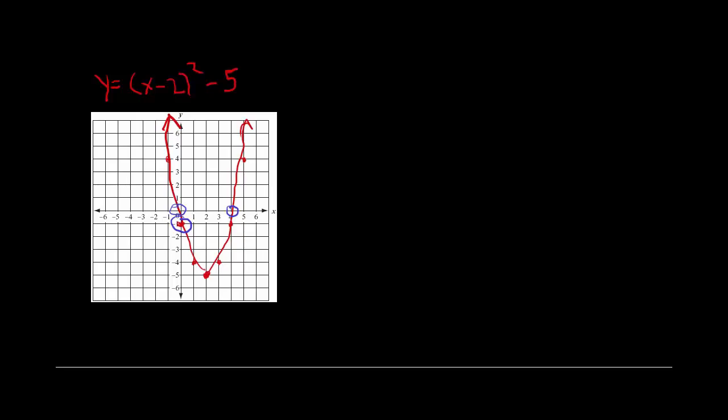So let's go ahead and just see what our domain is. Well, our domain, does it still go backwards forever? Yes. Does it still go forwards forever? Yes. So we go from negative infinity to positive infinity. What about our range? Well, the range worries about the y values. We know our lowest y value is at -5, so it starts at -5 and goes up forever. So we go from -5, we include -5, up to infinity.